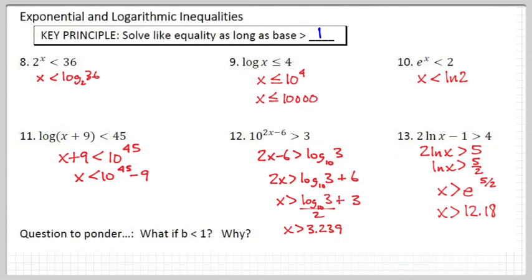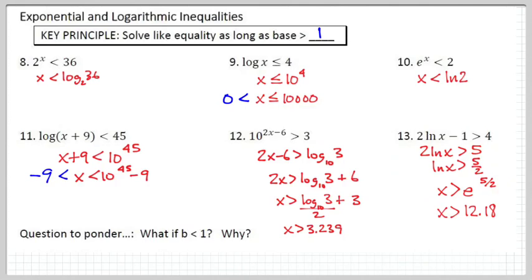Now I need to actually add to this. I didn't do a complete job. I need to also restrict x here to be greater than 0 because the input has to be greater than 0. Let's look for the other log case down here. I also need to make another restriction. In this case, the input has to be bigger than 0, so that means x must be bigger than negative 9.